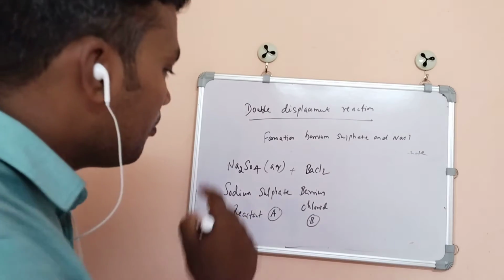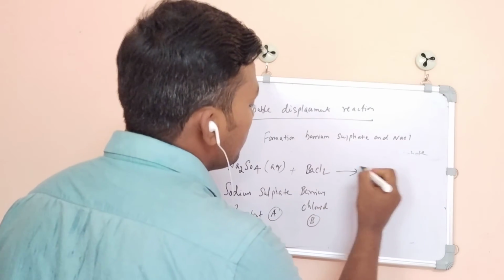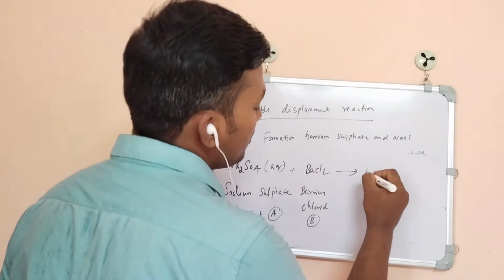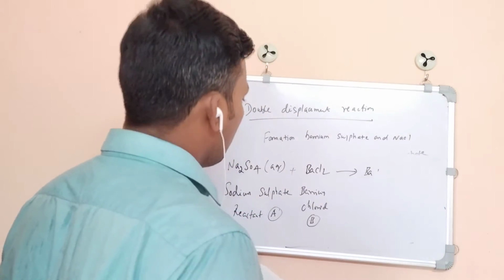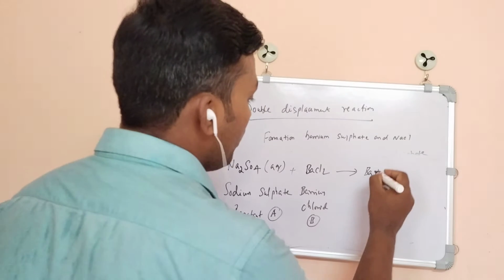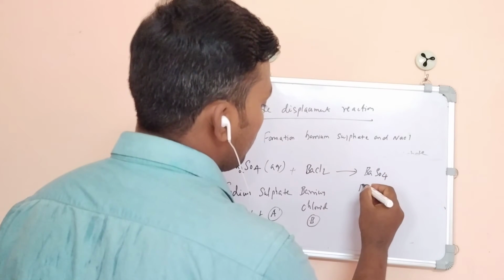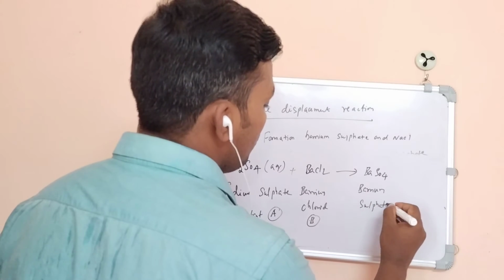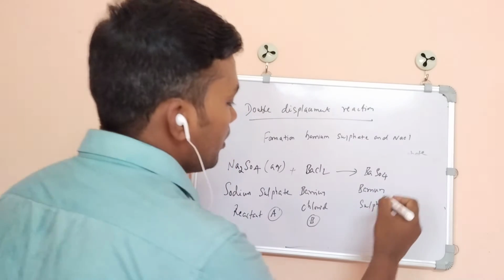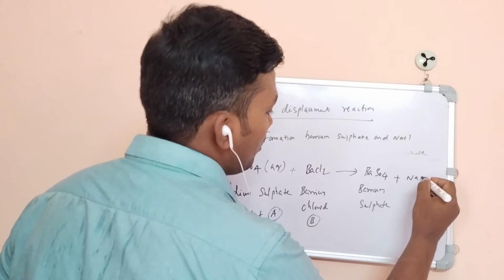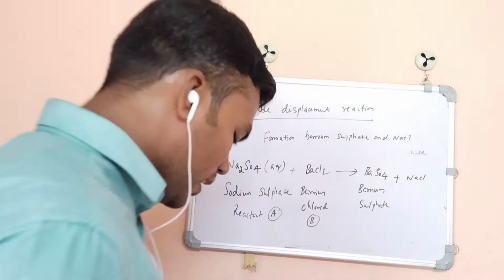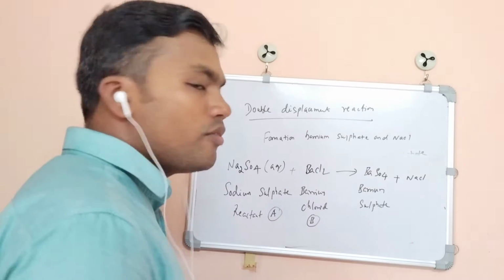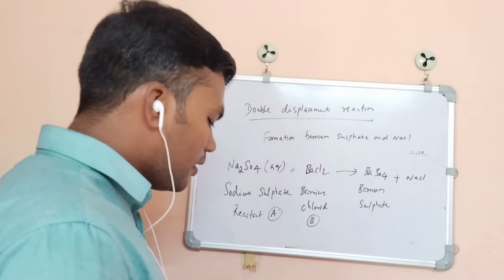Okay, what we have done, we have mixed them together and seen some precipitate at the bottom of the test tube. What is that one? Barium sulfate. Along with the formation of barium sulfate, NaCl, sodium chloride, is also formed. Okay, this is the equation for the experiment that we have done earlier.